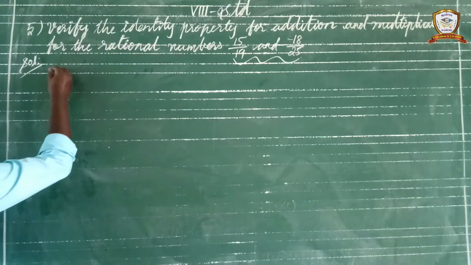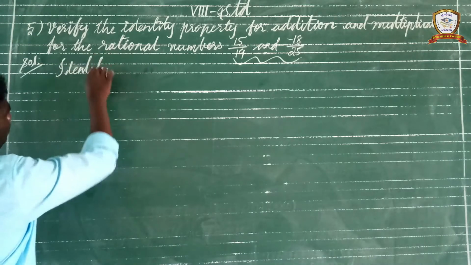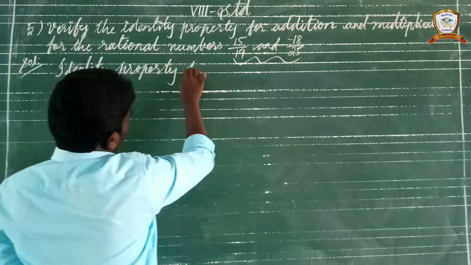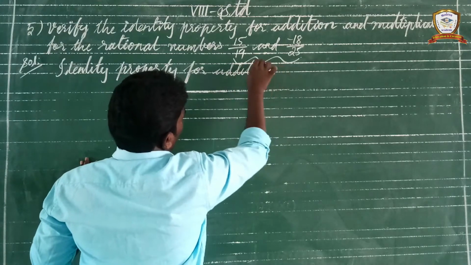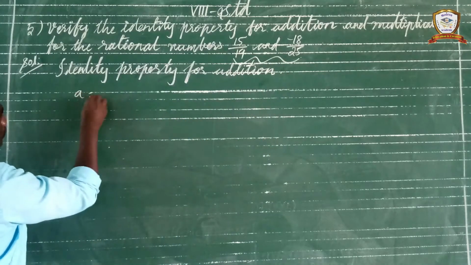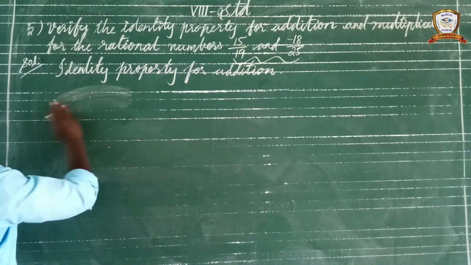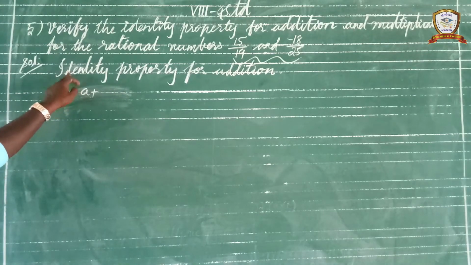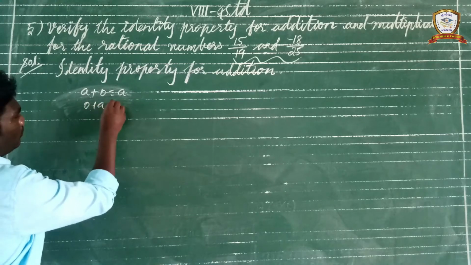Okay. First you take the first one, identity property for addition. So first here a is equal to 15 by 19. What is that property? Identity property for addition, what element? The identity element is 0. Therefore a plus 0 is equal to a. The next, 0 plus a is equal to a.